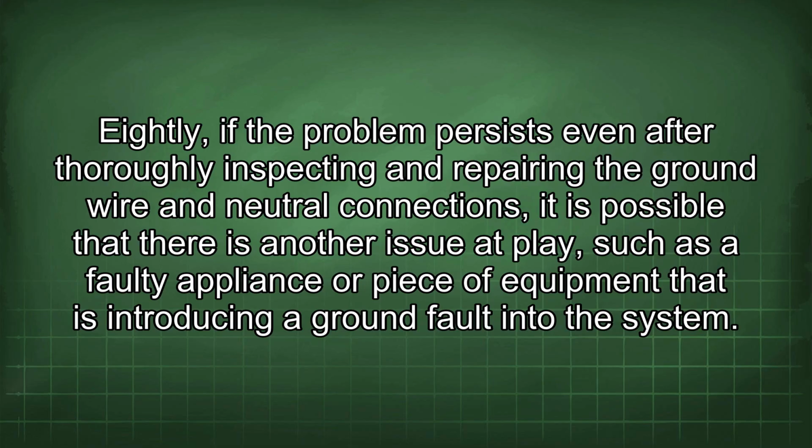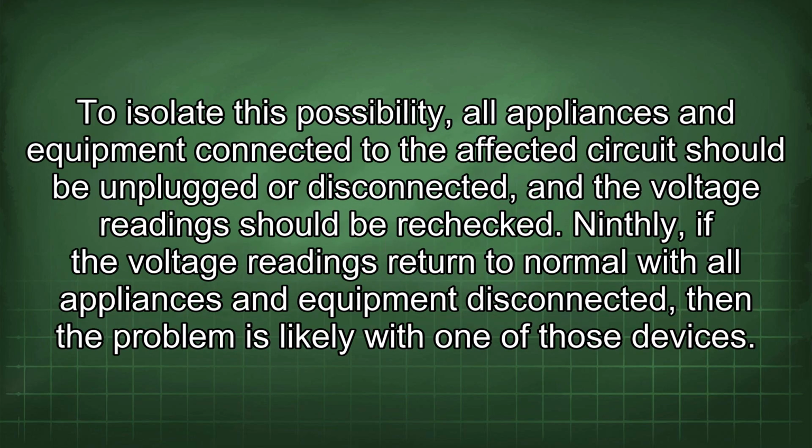Eighthly, if the problem persists even after thoroughly inspecting and repairing the ground wire and neutral connections, it is possible that there is another issue at play, such as a faulty appliance or piece of equipment that is introducing a ground fault into the system. To isolate this possibility, all appliances and equipment connected to the affected circuit should be unplugged or disconnected, and the voltage readings should be rechecked.